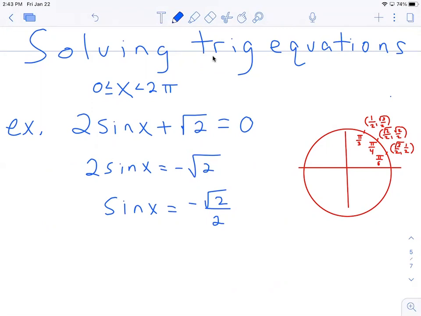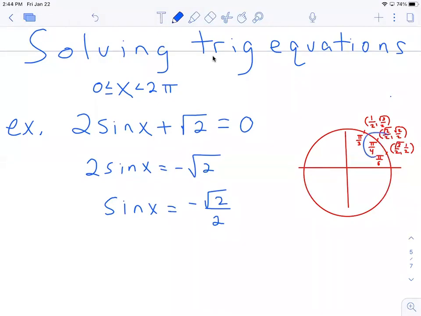But what we're looking at here is we want to know all places where the sine is negative root 2 over 2. Remember, sine is the y value. I know that y values are negative down here in the third and fourth quadrant. I know that my reference angle is pi over 4. So what I need to have is pi over 4, but down here in the third quadrant and down here in the fourth quadrant.